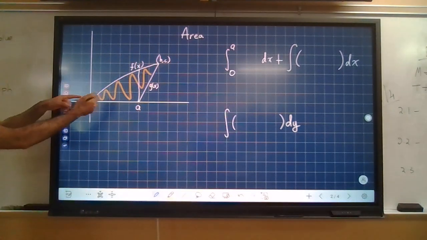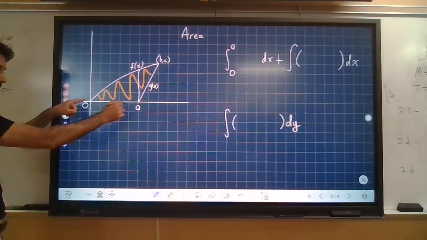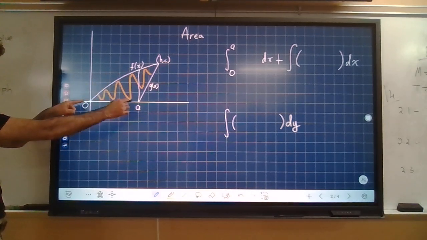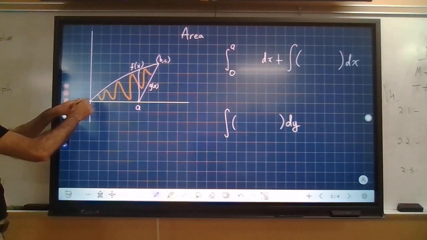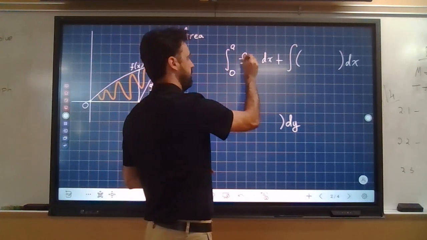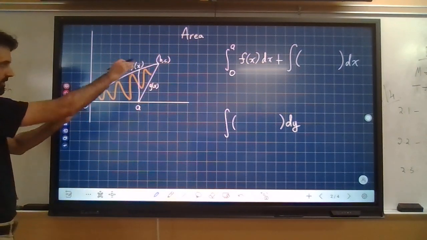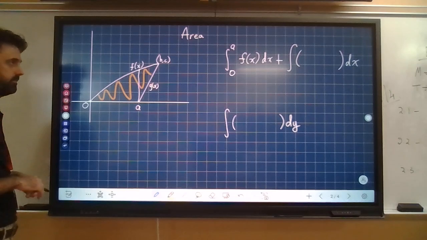And whenever we're getting the area, we always want to do top minus bottom. But in this region, the bottom function is 0, it's the x-axis rather. And so the top function is f of x. And so I'm just going to put f of x right here. Okay, that's our first part. Again, there's a top function, the bottom function is 0.